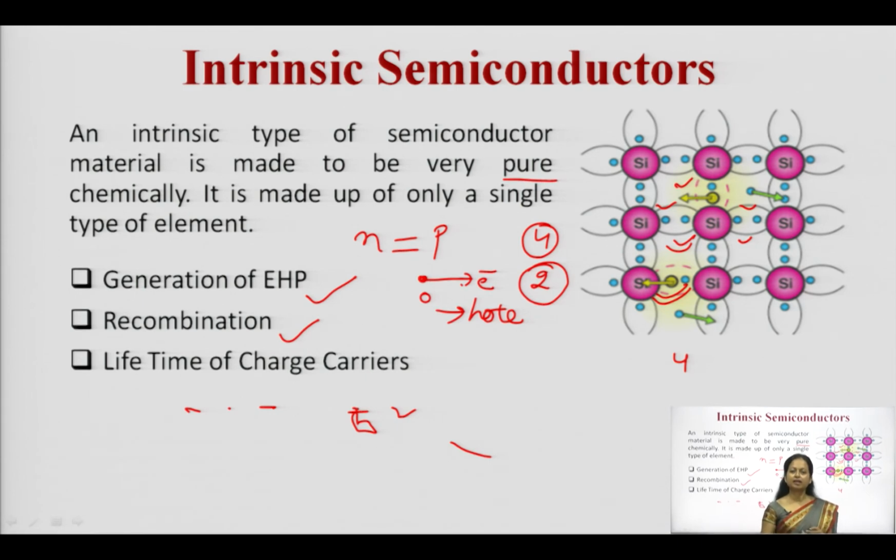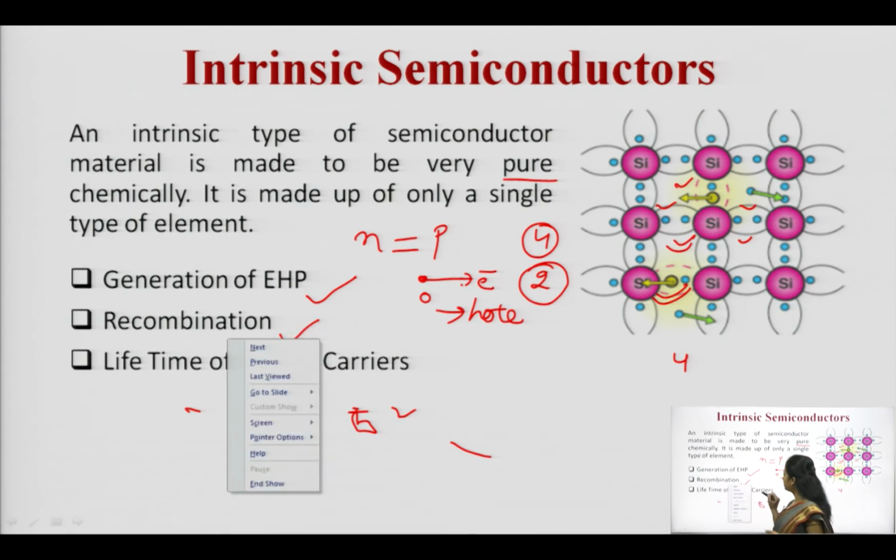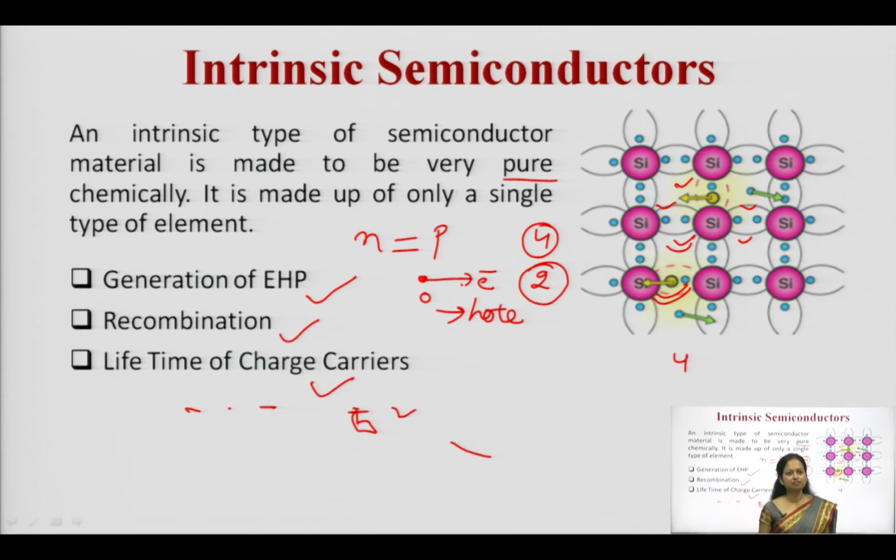What is recombination? When an electron recombines with a hole, meaning the vacancy that was available now disappears, that is known as recombination. The third term is the lifetime of a charge carrier. What is the lifetime of a charge carrier? The duration for which the carrier is available before the recombination is known as the lifetime.